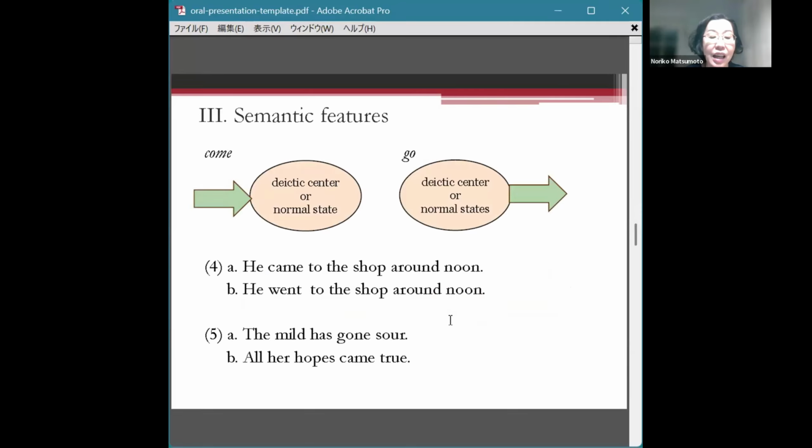As in 4a, come is used only when the mover moves towards the goal as the deictic center. As in 4b, go is used only when the speaker is not at the goal. As the non-motion use, as in 5, come and go refer to change of state rather than actual motion. In this case, the normal state functions as the deictic center. In other words, the normal state should always be the destination of come and the source of go.